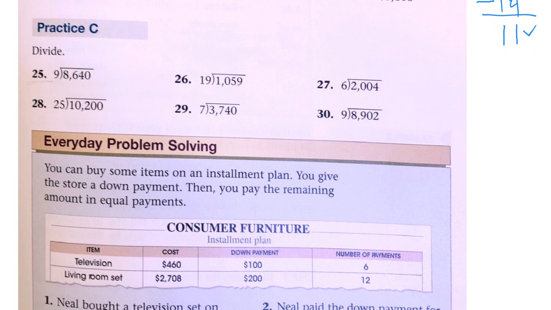Let's look at practice C. Let's divide. Number 27 has a divisor of 6, a dividend of 2004. 6 can't go into a 2 because 2 is less than 6. But I can see how many 6s I can pull out of 20. And I think 3 is a good place to start.